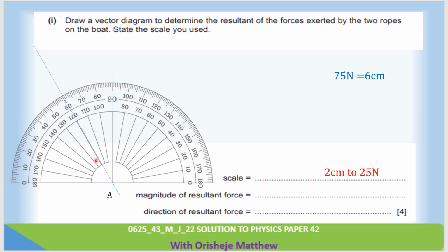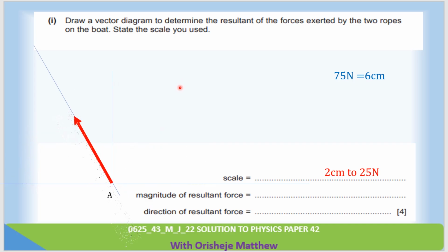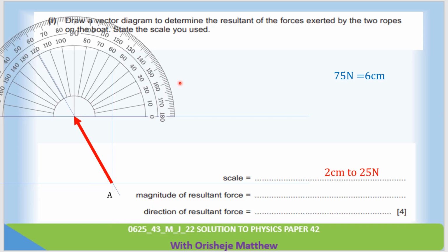Then you draw your 6 cm, 75. Then at that point, draw the other one, horizontal. So you have another one again, 60 degree. Okay, the second tension, 60 degree. All right, so this is the second, the one adding to the right, then this one adding to the left.